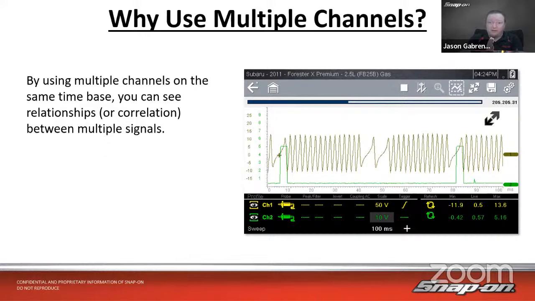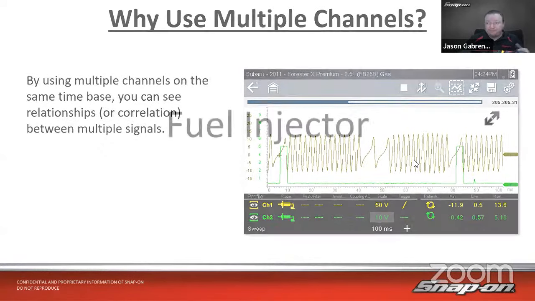I get asked that question every once in a while: why does Snap-on have a one time base for all the channels? That's why. So you can see how they compare to each other on the same time base, because we have to have that constant in order to be able to do it. In this case, it's a cam and crank correlation, and I can see my crank sensor there, and my camshaft sensor there, and see how the signals fall and whether or not I'm in time.